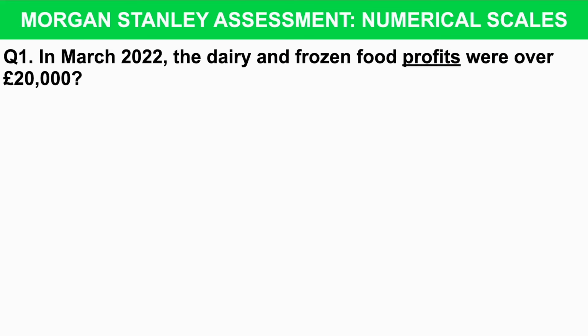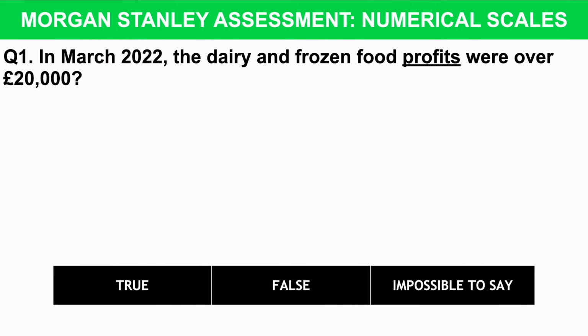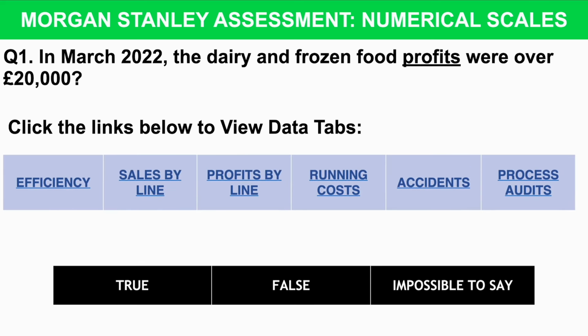Here's the question. In March 2022, the dairy and frozen food profits were over £20,000. Now we have to decide whether that's true, false, or impossible to say, just like before. Here are your 6 data tabs. This time you'll see that they're slightly different. Now I want you to have a quick think here, pause the video if you need to. What tab would you click?